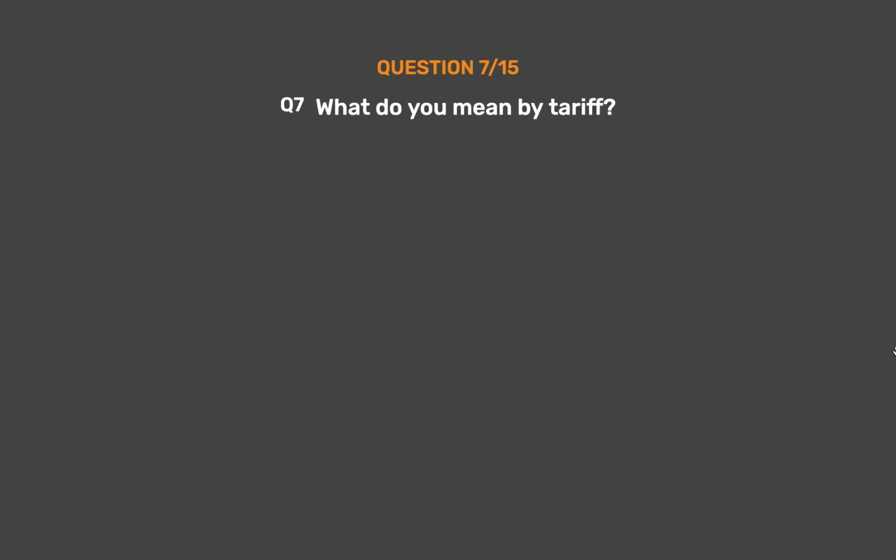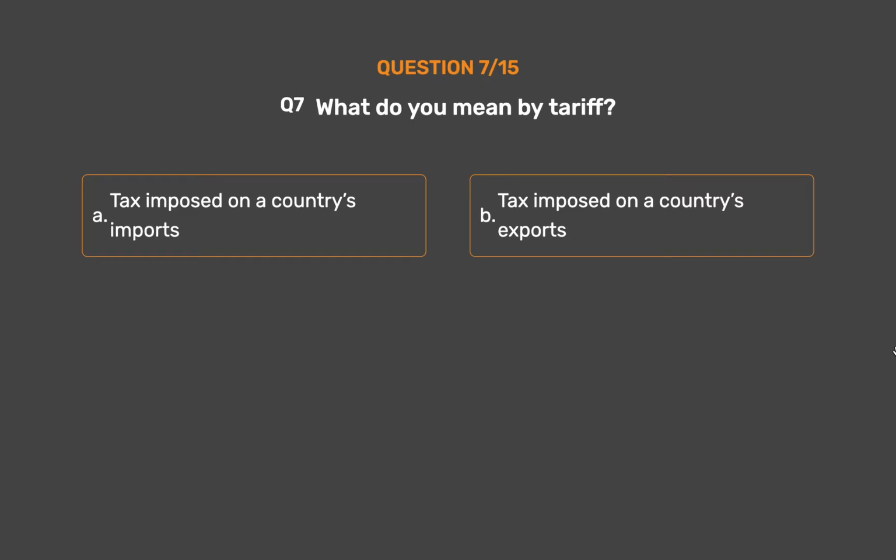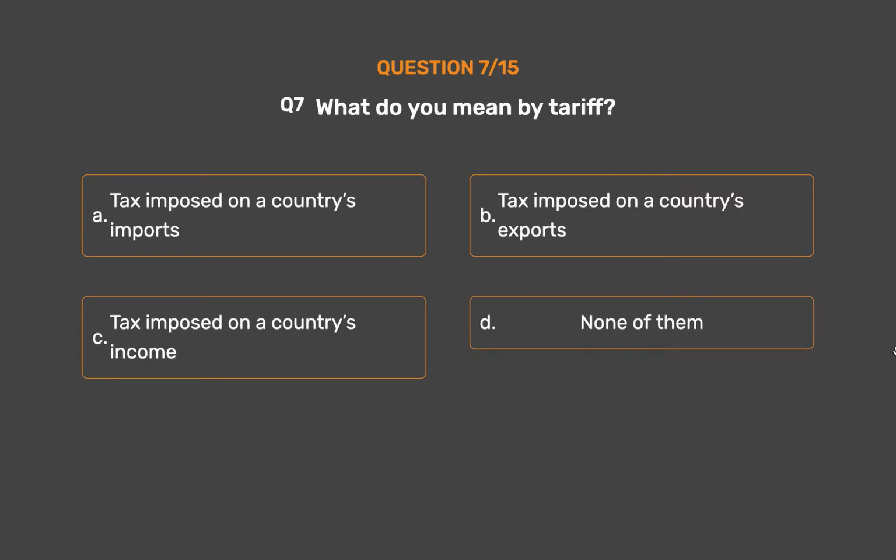Question number 7. What do you mean by tariff? Option A. Tax imposed on a country's imports. Option B. Tax imposed on a country's exports. Option C. Tax imposed on a country's income. Option D. None of them.